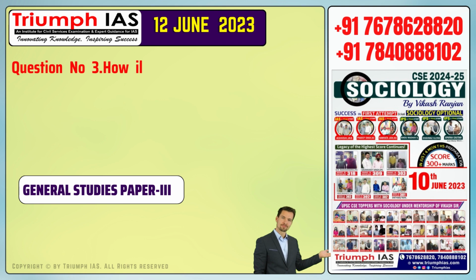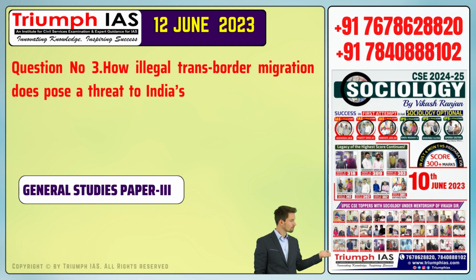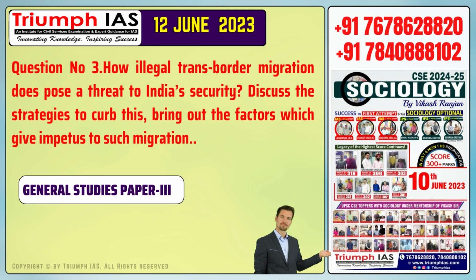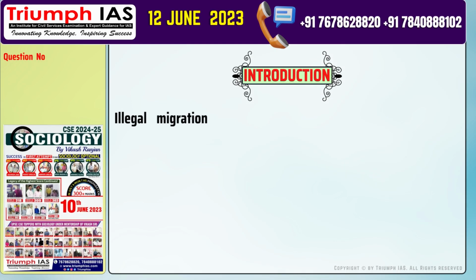Question number 3. How does illegal trans-border migration pose a threat to India's security? Discuss the strategies to curb this, and bring out the factors which give impetus to such migration. Let's start with the introduction of the answer.